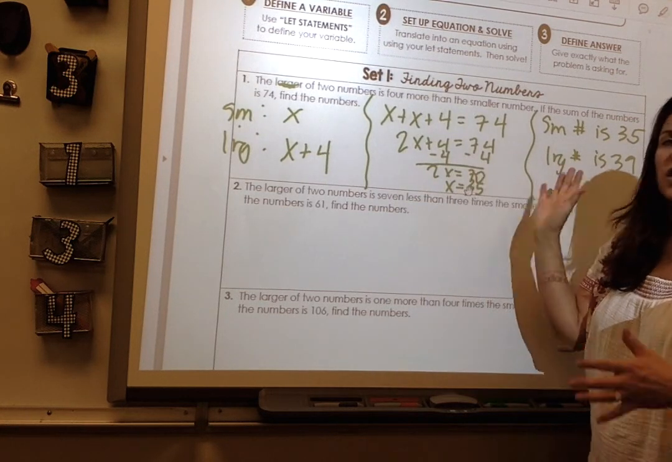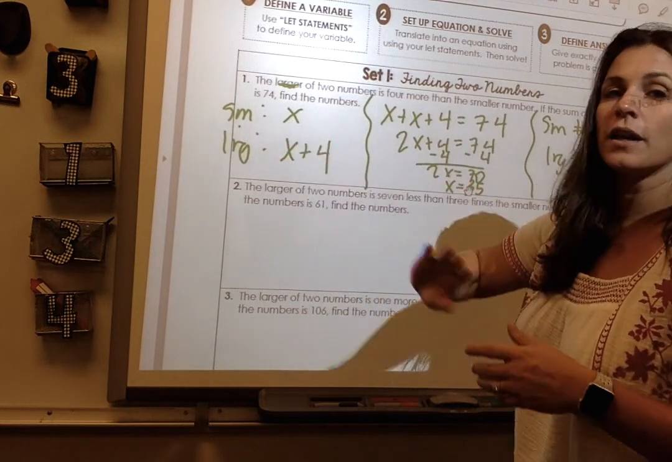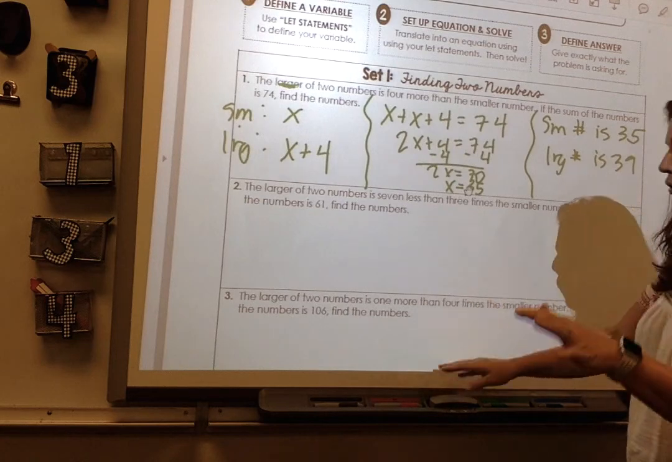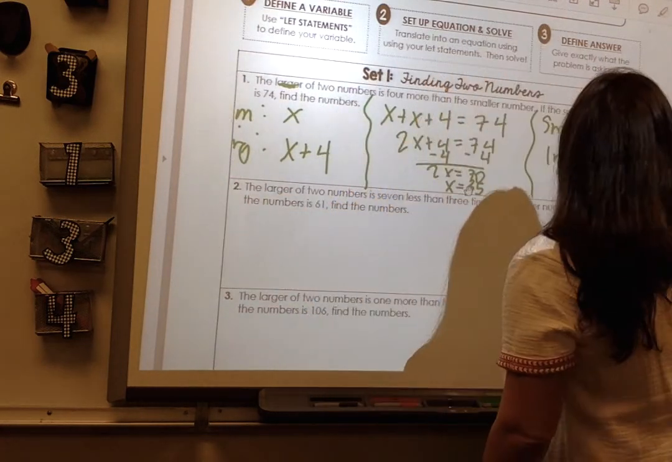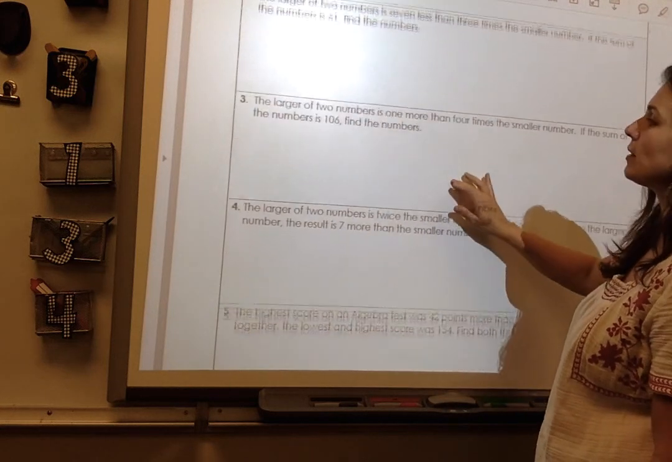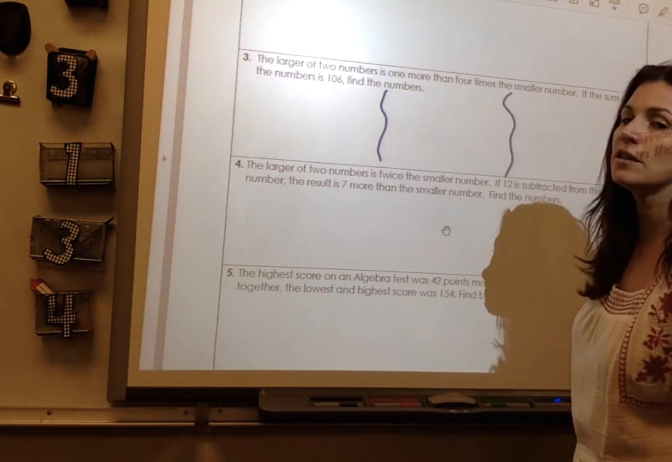And now I have solved that word problem. And I've divided it into 3 pieces: defining a variable, setting it up, and putting it back into words. All right, let's do number 2. Actually, let's skip to number 3. Okay? So I'm dividing it into 3 sections.